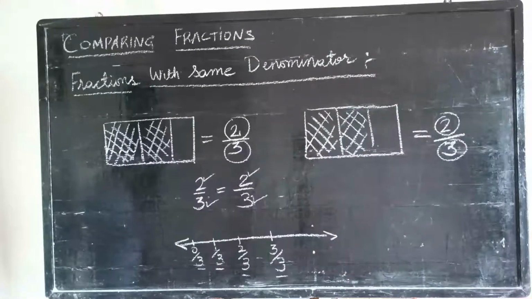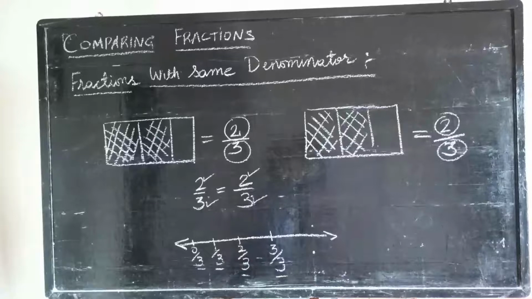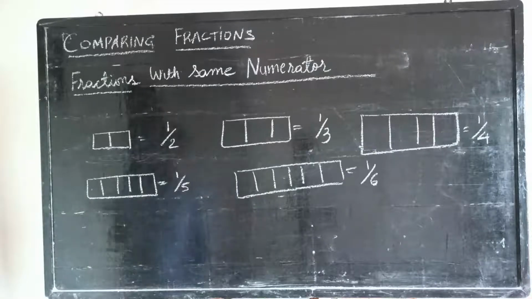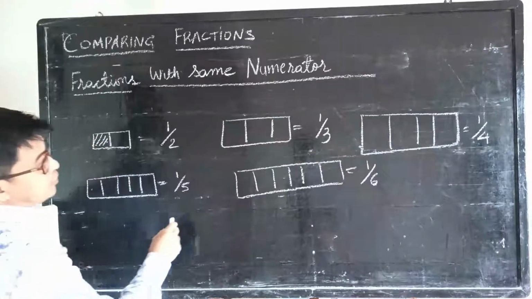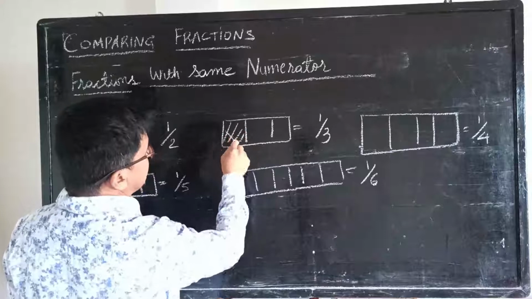Now next we come to fractions with same numerator. Now here 1 upon 2, that means one part is shaded here. Here again 1 upon 3, only one part is shaded here.